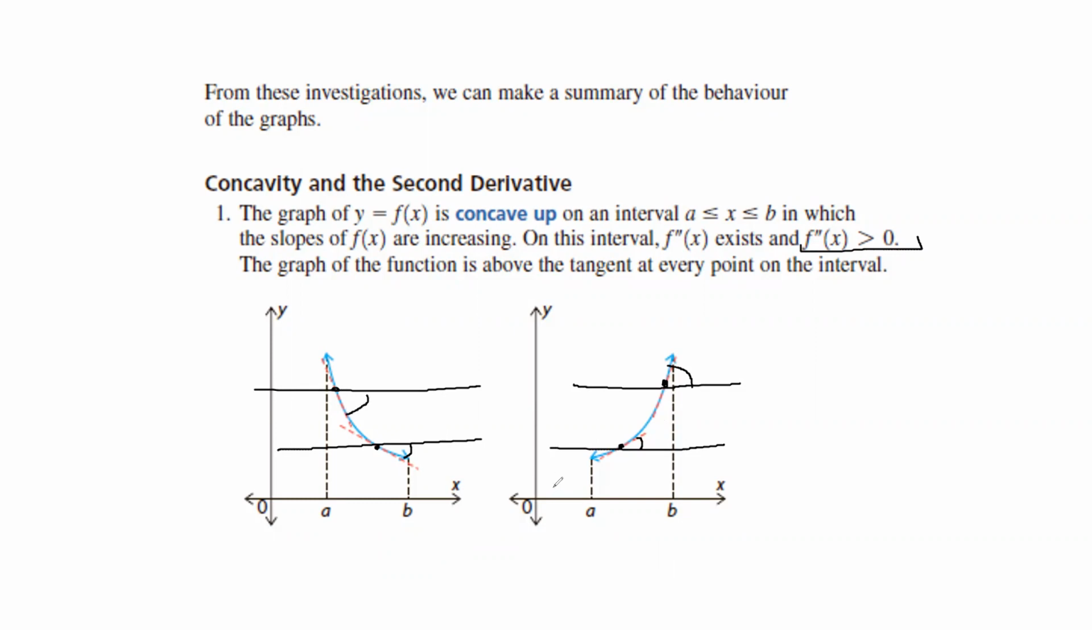But don't you read it from left to right? Pardon? Don't you read the graph from left to right? Here, it's also increasing because the slope of a tangent line is negative here, and it's getting less negative. It's becoming less negative over time, so it's increasing. And here we have the slope of a tangent line positive, and it's becoming more positive. Makes sense?